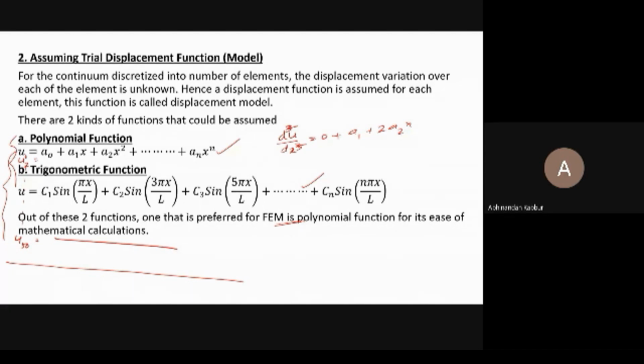But please remember, sometimes in the problem, they will clearly mention: assume a trigonometric function, solve the problem by assuming a trigonometric function. Then you have to assume the trigonometric function. At that time, you cannot assume a polynomial function. Of course, if you assume a polynomial function for that particular problem, you will get the correct answer. There is no doubt, because whether you consider a polynomial or trigonometric function, the solution will be the same. There is no change in the solution. But if they mention to consider a trigonometric function, you have to consider a trigonometric function. If you solve with a polynomial function, the marks will not be given.